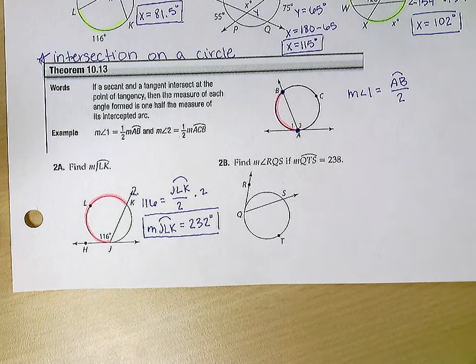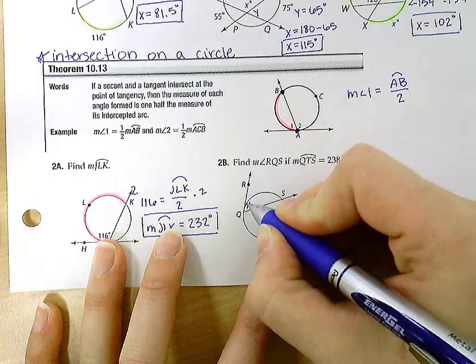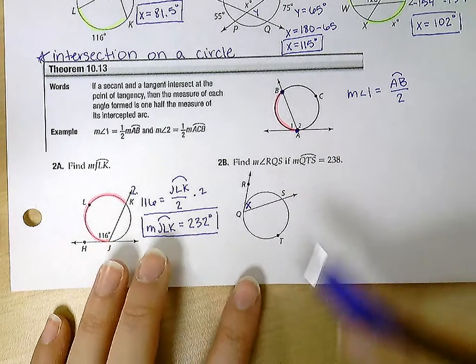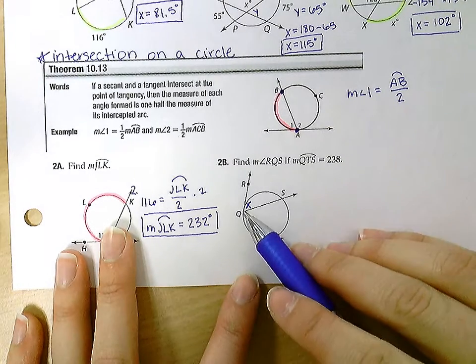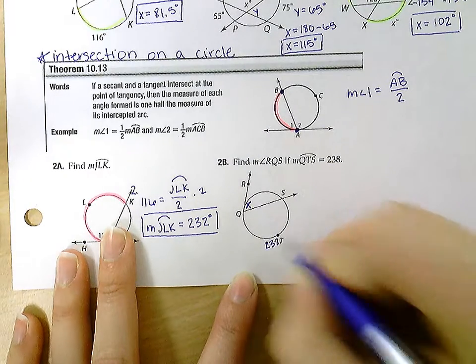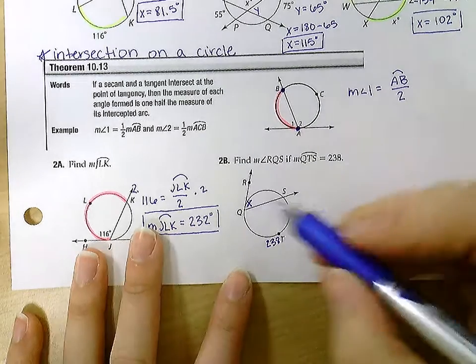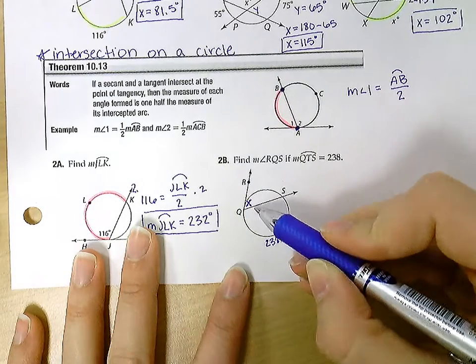Okay, next one, 2B. We want to find the measure of angle RQS. So that's this angle right here. Now we're given that arc QTS, so from Q to T to S is 238. Okay? What I want is this arc QS so I can find this angle.